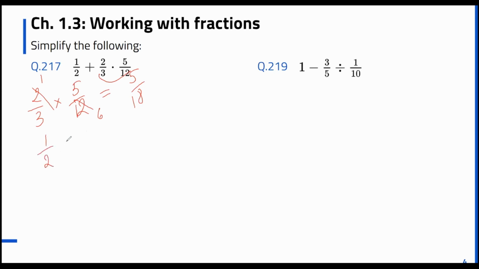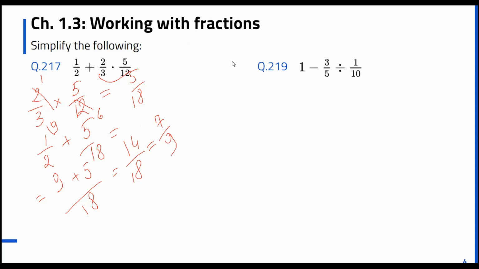Then we have half plus 5 over 18. So here we need to find the common denominator, which is 18. So we need to multiply this fraction by 9. So we will have 9 plus 5 over 18. So here is 14 over 18. It's better to make it simpler, so we can divide both numerator and denominator by 2. So we'll have 7 over 9. It is the final variant of this fraction, the most beautiful and the most correct one.